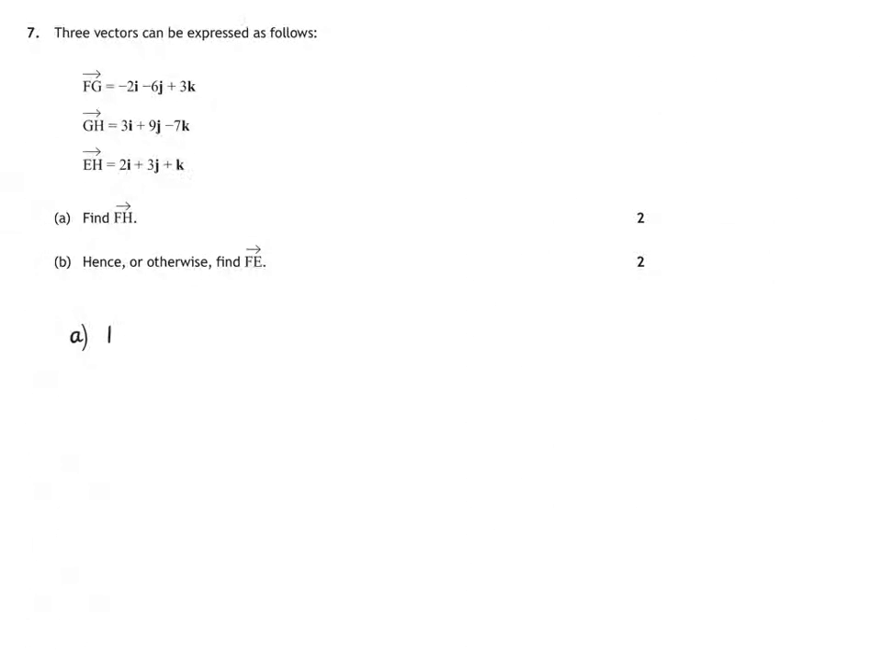Okay, so F to H, well, that's saying we're going to start at F and end up at H. So we've got to start with the vector that starts at F. So we go from F to G, and then we're going to have to go from G to H. So we add those together. When we're doing this, we can either leave it as unit vectors or change it into column vectors and then change it back into unit vectors at the end. So I tend to put it this way and then change it back at the end.